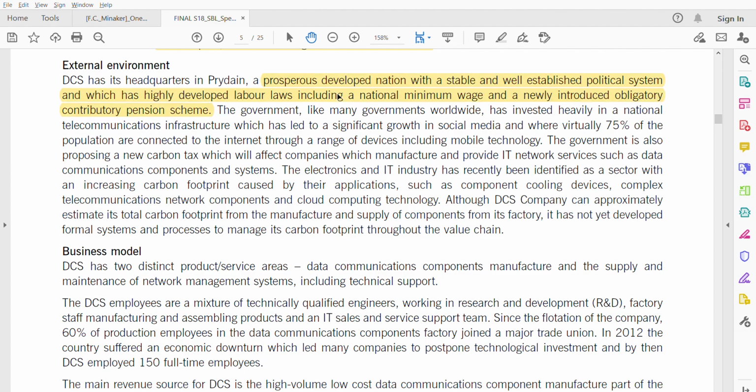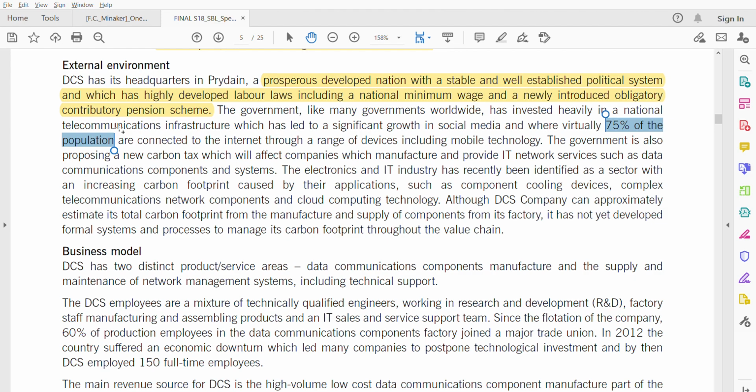The government, like many governments worldwide, has invested heavily in a national telecommunication infrastructure, which has led to a significant growth in social media, and where virtually 75% of the population are connected to the internet through a range of devices using mobile technology. How many percent? 75. You need numbers. Never underestimate the power of numbers. Whenever numbers are given, use the numbers to the 100% you can. The more numbers you use, the more attractive your answer becomes to the examiner.